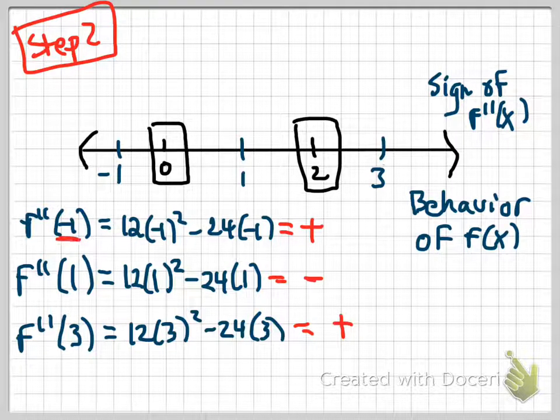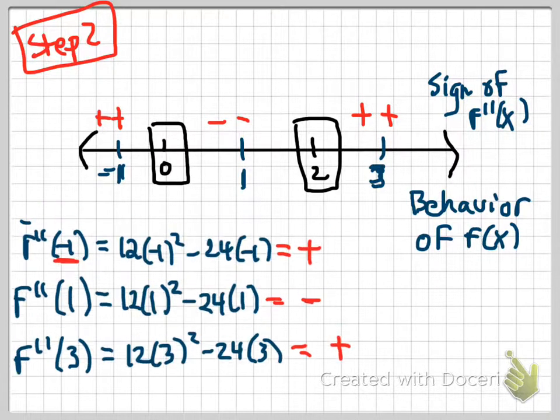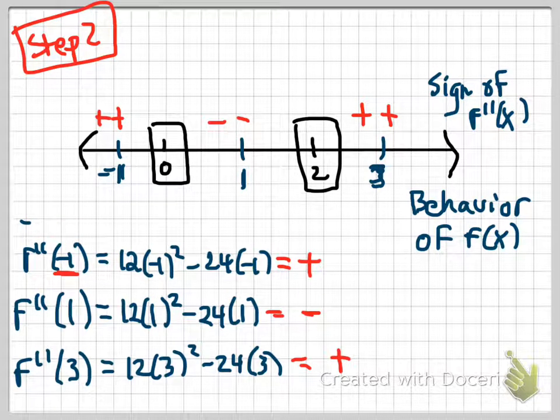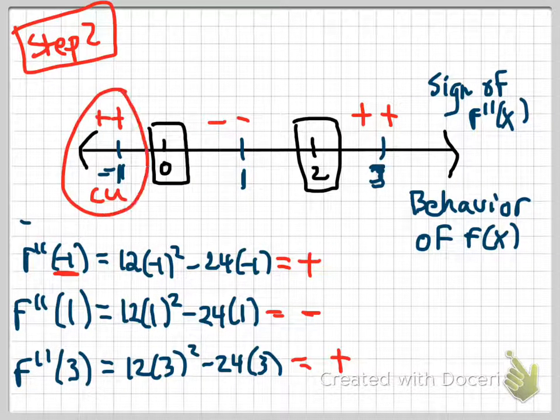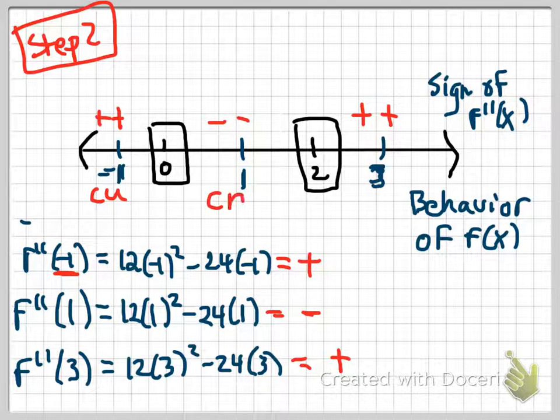So that means at negative 1 up here, we got a positive answer. At 1, we got a negative answer. And at 3, we got another positive answer. And that's going to tell us about the behavior of this graph. We now know that it goes positive, negative, positive. And what that means is this. It means that the graph is shaped concave up because it's positive, and then concave down because it's negative, and then concave up because it's positive.